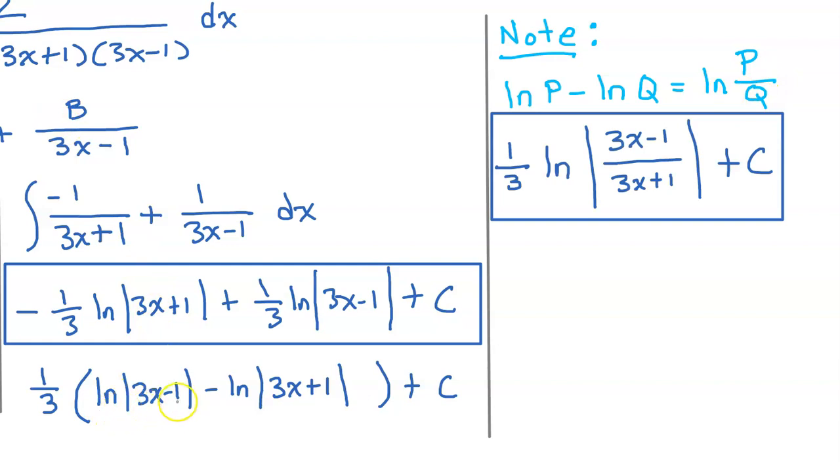Similarly, the natural log of 3x minus 1 minus the natural log of 3x plus 1 is equal to the natural log of 3x minus 1 over 3x plus 1. So this is the answer that you would most likely see on a multiple choice question.